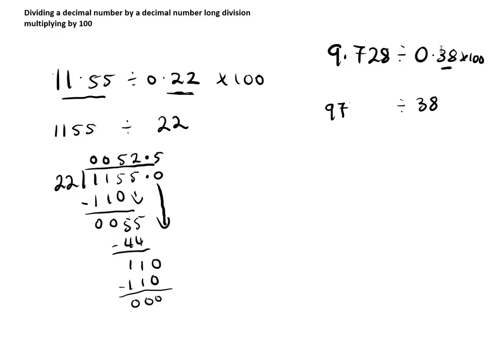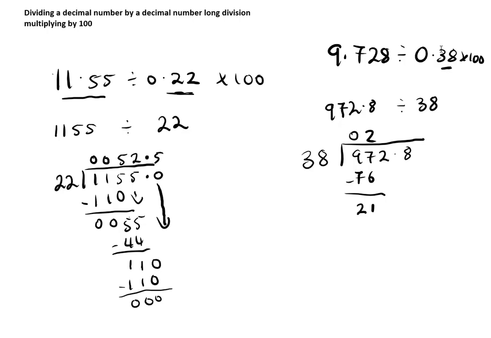That becomes 972.8. Then write it out as normal. Start with the leftmost number. How many 38s in 9? There's 0. How many 38s in 97? There are 2, which is 76. Let's take them away. 7 take away 6 is 1. 9 take away 7 is 2. Check, is that smaller? It is.